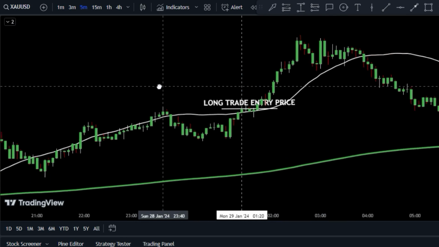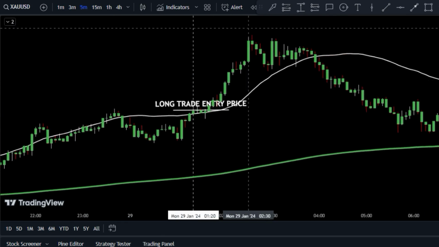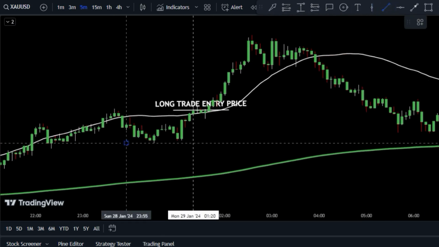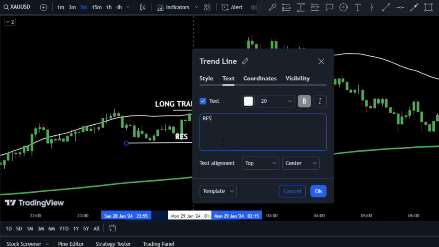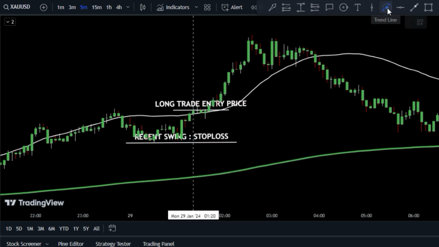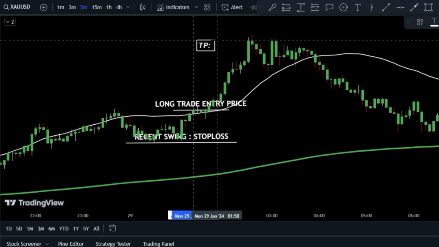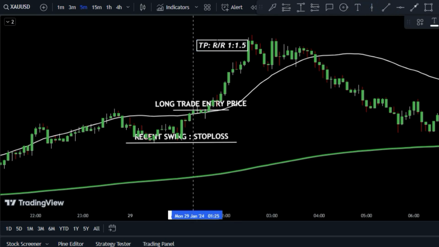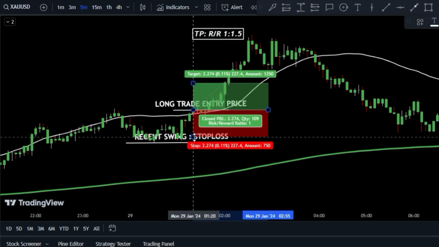But remember, trading is not just about making the right move. It's about protecting yourself. That's where your stop loss comes in. Set it just a tad below the recent swing low. And when it's time to take your profits and exit the trade, a risk-reward ratio of 1 to 1.5 is a good rule of thumb.